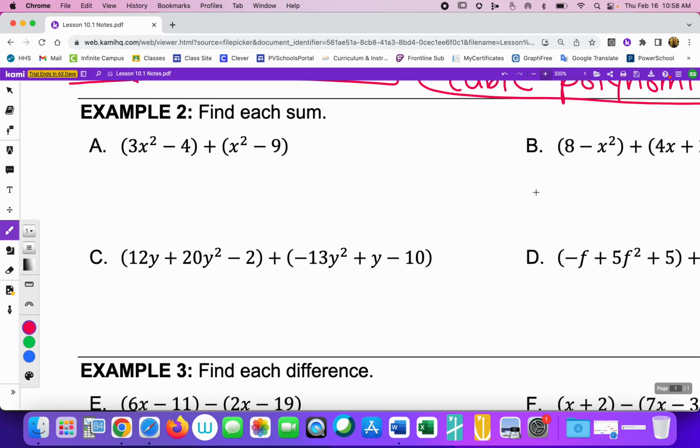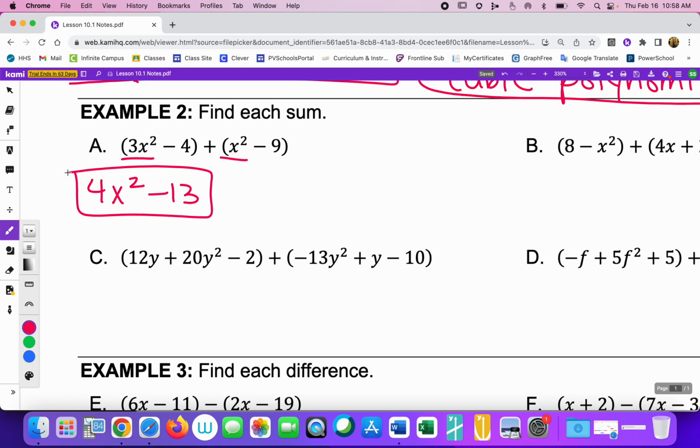Okay, now we have more than one of them, so you will combine them as they are. So what is 3x squared plus 1x squared? 4x squared. Since that is the highest degree, that will go first. Now what we're left with is a -4 and a -9. Are those like terms? Yes. If they weren't, then you would just keep them separate, but I have many different examples of these. Since they are like terms, you combine them as they are. So what is -4 plus -9? -13. That's it.